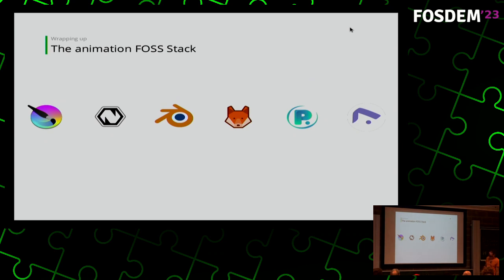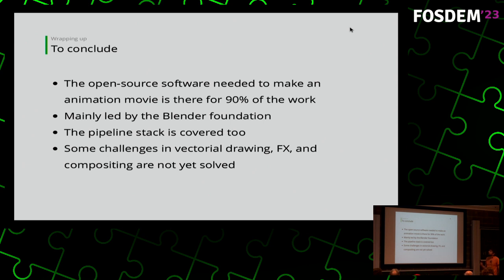And here, it's almost the conclusion, but here is our free and open source animation stack. Now we have it. It's very new for the industry, though, so I'm super happy to be able to show it to you today. So to conclude, now we have an open source stack that covers almost all the use cases needed to build an animation movie. Of course, it's mainly led by the Blender Foundation, but there's not much alternative to Blender in the open source world, but it's great that it exists and the work they do is really amazing.